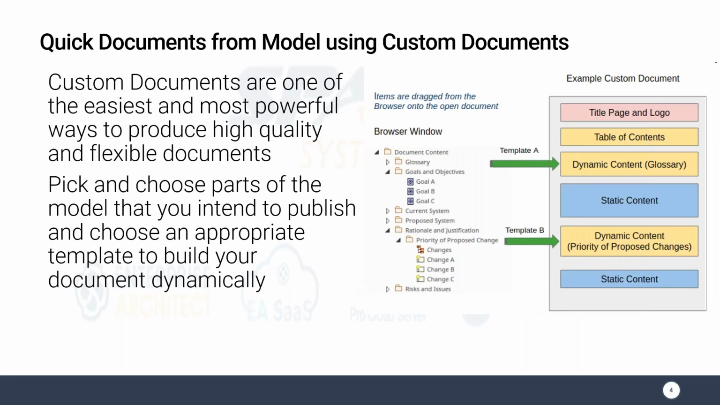So, talking about custom documents, they are one of the easiest and most powerful ways to produce high quality and flexible documents. It provides you the feasibility to pick and choose parts of the model that you intend to publish and choose an appropriate template to build your document dynamically. It enables effective documentation for architects or stakeholders to create and populate the documentation instantly, and also provides the facility to keep the document aligned with Sparx EA model changes.